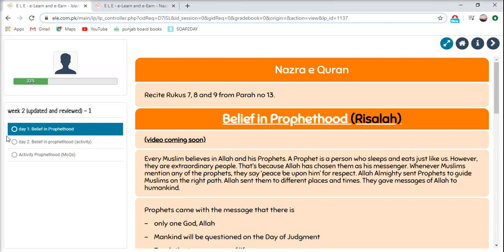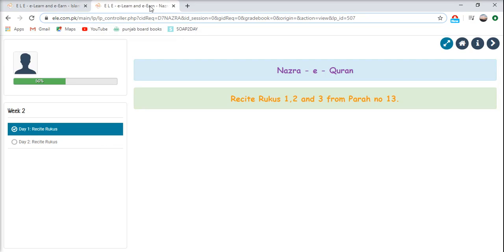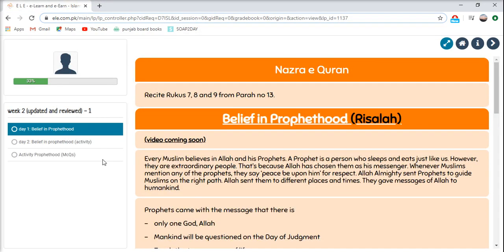Now let's do Week 2, Day 1 of Islamiyat. Day 1, believe in prophethood. But first of all, we have to do Nazra Quran. Over here I have opened Nazra Quran. On our Day 1, we have to recite rukus 1, 2 and 3 from para 13. So you have downloaded the paras, remember? Okay, good. Now go to those paras and read these 3 rukus. And then let's go back to Islamiyat.